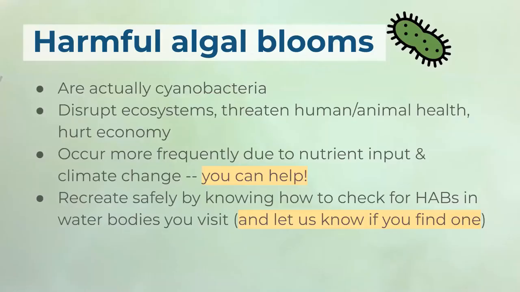And there you go. Now you know all about harmful algal blooms. Just to recap, we've learned that it's not actually about algae, but it's about cyanobacteria, and that these blooms can disrupt ecosystems, threaten human and animal health, and hurt economies, and that these blooms are being increased due to nutrient input, but that there's things we can do to help reduce that. And as well, you're now empowered to recreate safely by knowing how to check for HABs, both using our website and doing your own personal check whenever you visit a water body. And of course, you also know how to share with us anything you find.